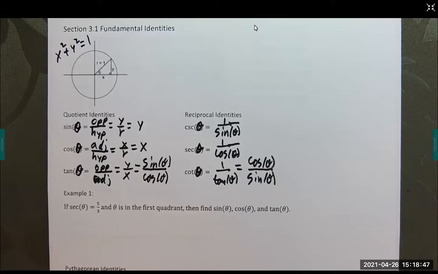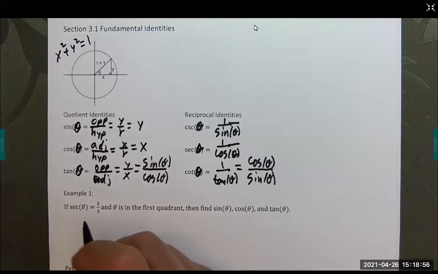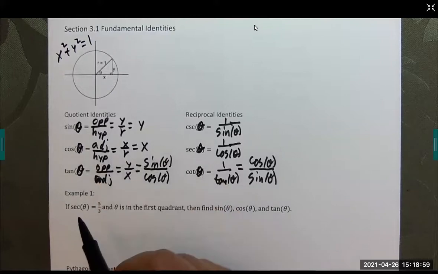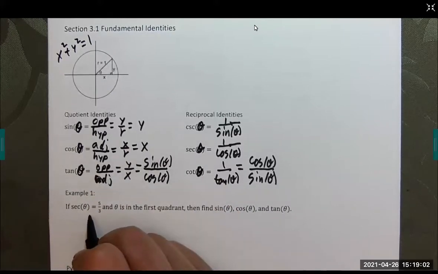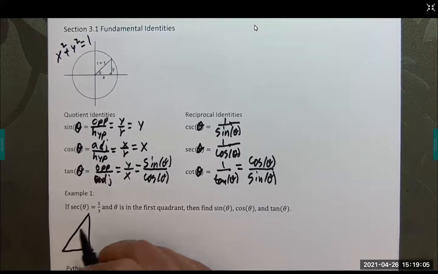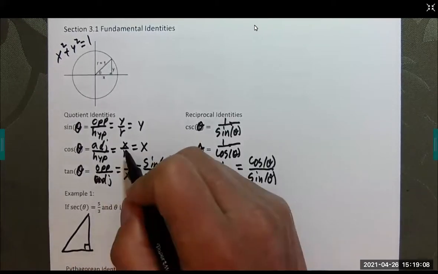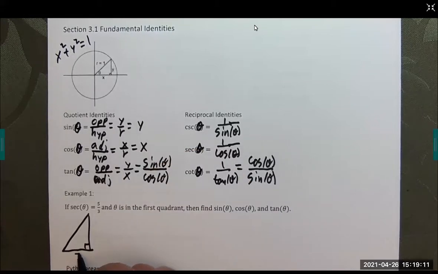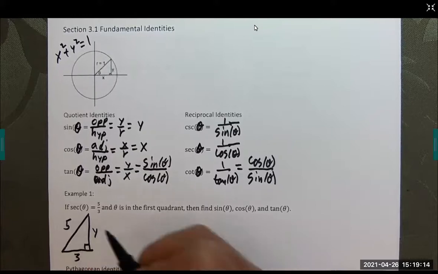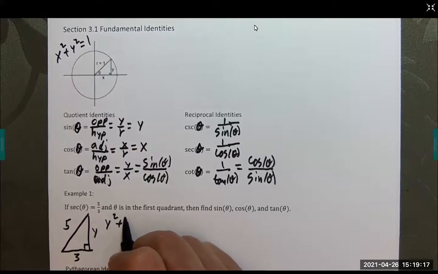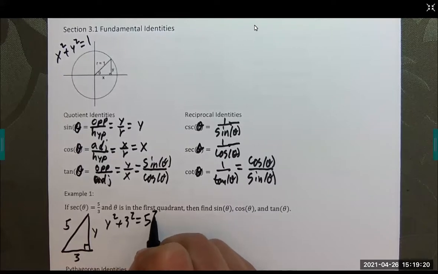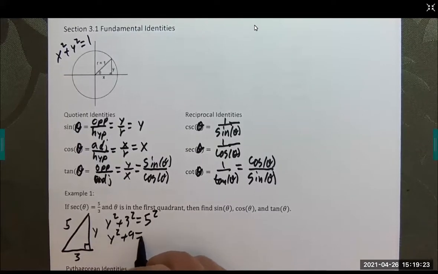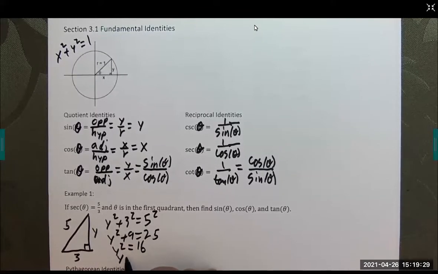And we have an example here. We have the secant of theta is 5 over 3, and theta is in the first quadrant. That makes it nice and easy. Now, because secant is the reciprocal here, the numerator is the hypotenuse and the denominator is x. So we have 3 down here, 5 here, and we're missing y. So y squared plus 3 squared equals 5 squared. Because we're in quadrant 1, y is 4.